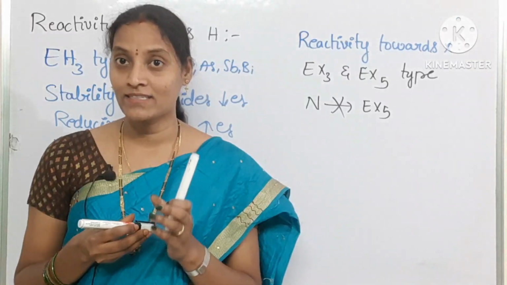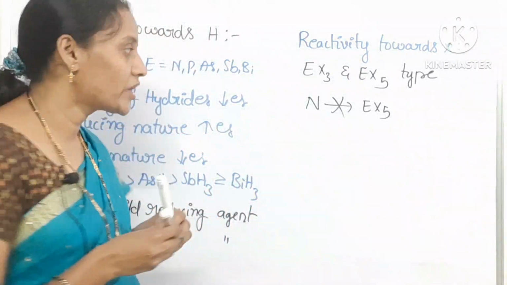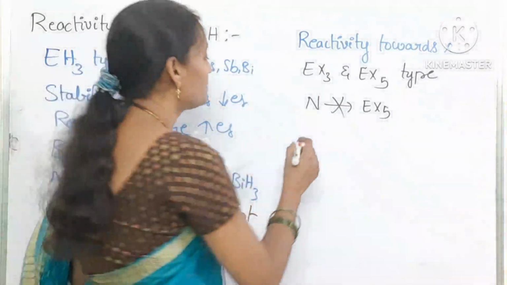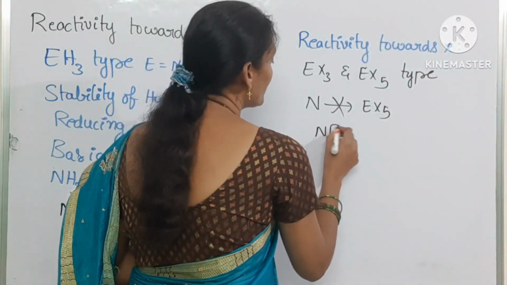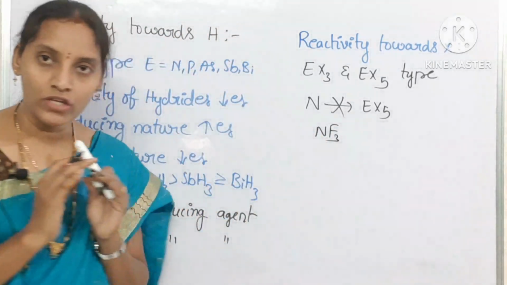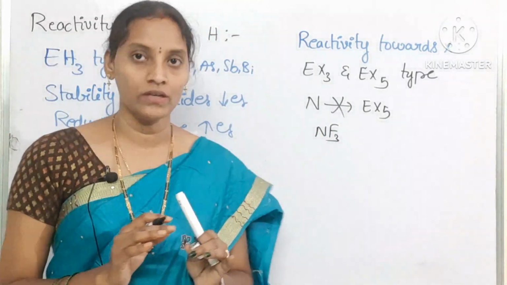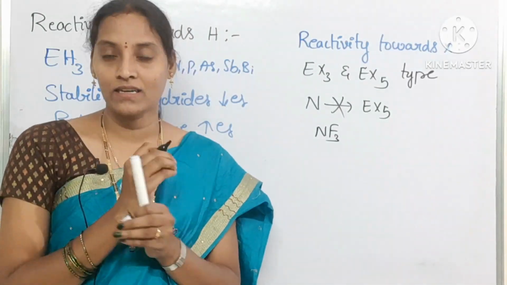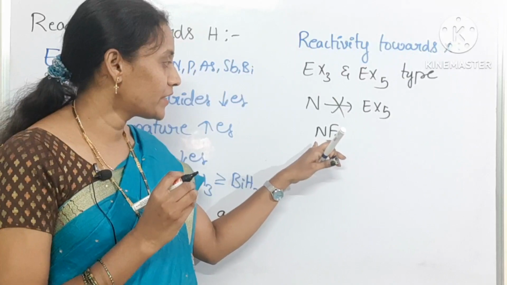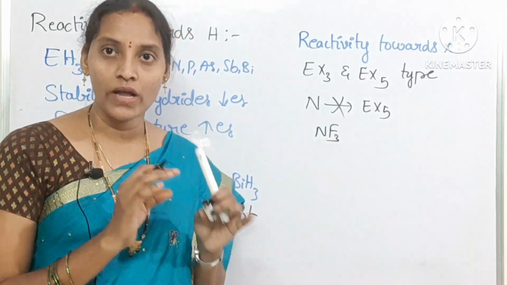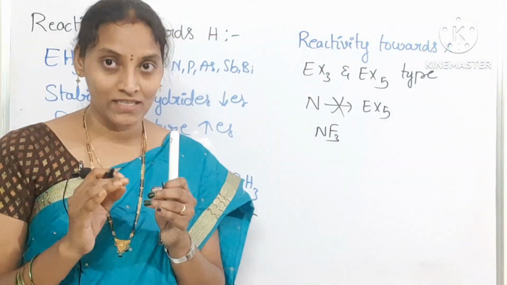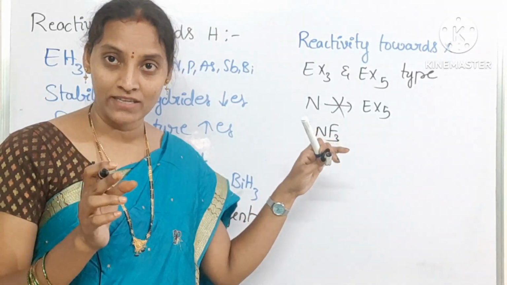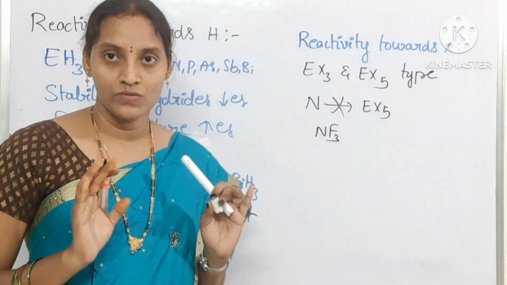Remaining all trihalides' stability increases. In the case of nitrogen, only NF3 is stable; this is an exceptional one. Remaining all nitrogen trihalides are unstable, except NF3. And if you compare EX3 type halides, except NX3, the remaining all halides are stable.